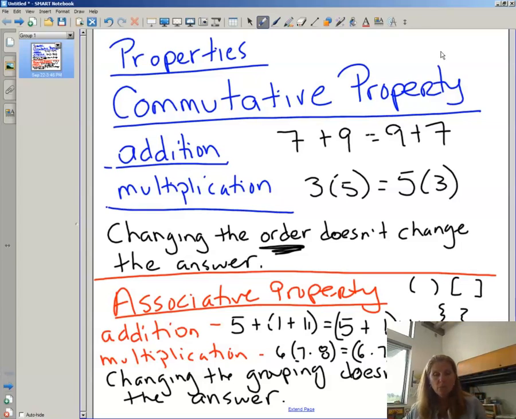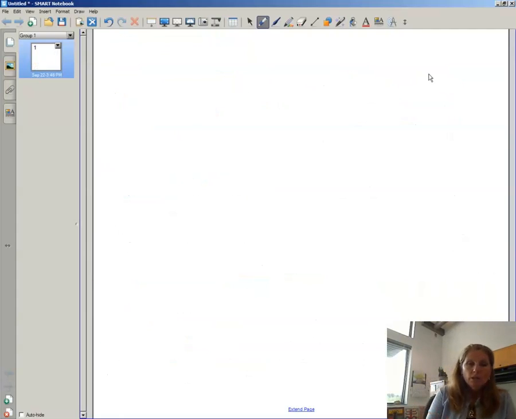Okay, commutative and associative properties. Let's go ahead and write those up here.